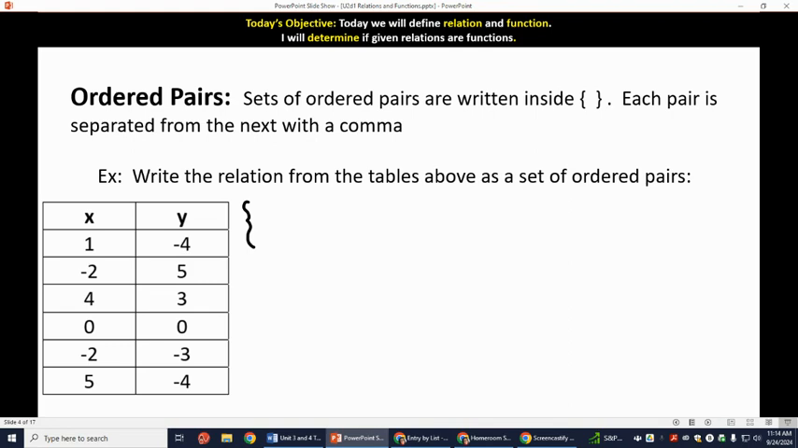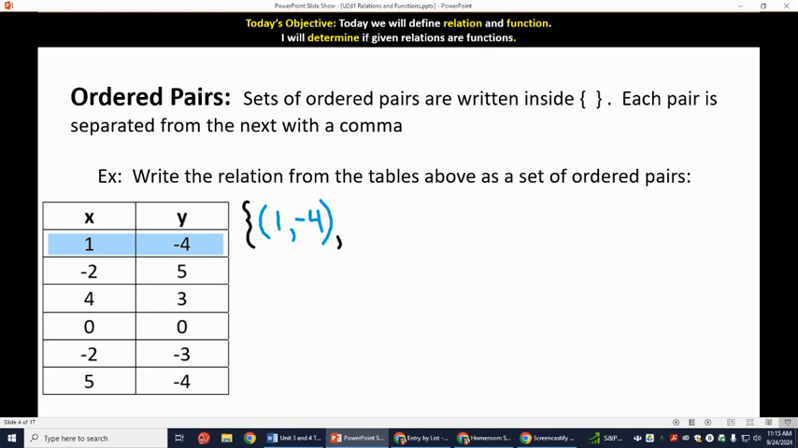And then we're going to write each ordered pair. So a pair means how many? What is a pair? 2. 2 means a pair. So I'm looking for 2 values. I'm going to be looking for one x value with its matching y value. When we write them, this first one, 1 is going to go with -4. When we write them, we start with an open parentheses. We put our x value, we put a comma, we put our y value, and we close our parentheses. The parentheses are important. That's our first ordered pair.